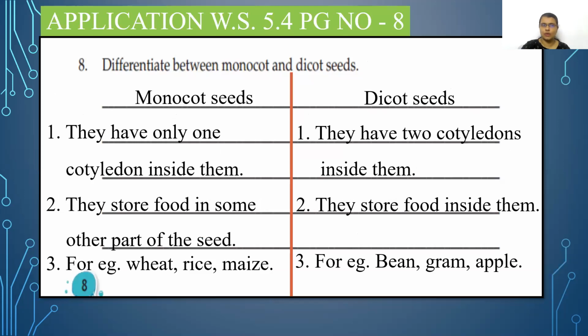Now let's move to the eighth one. Differentiate between monocot and dicot seeds. Monocot seeds have only one cotyledon inside them. Dicot seeds have two cotyledons inside them. Monocot seeds store food in some other part of the seed, while dicot seeds store food inside the cotyledons. Examples of monocot seeds are wheat, rice, and maize. Examples of dicot seeds are bean, gram, and apple.